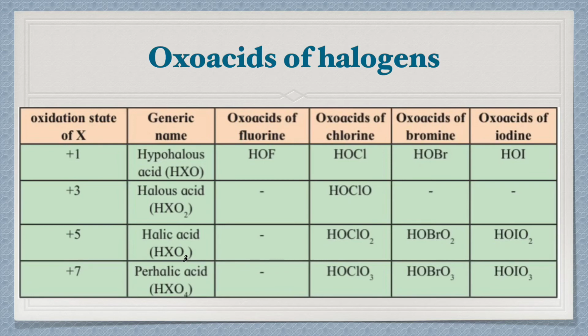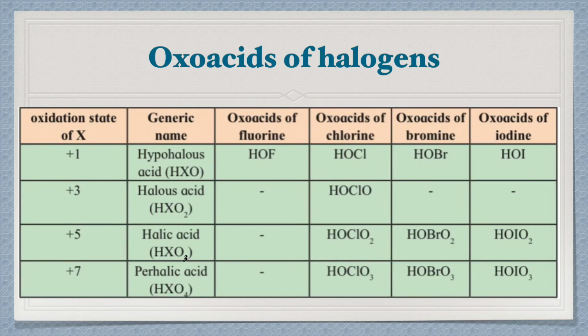Okay, so first one, hypohalous, the oxidation state of the halogen will be +1. For halous acid, the oxidation state will be +3. For halic acid, the oxidation state will be +5. And for perhalic acid, the oxidation state will be +7.